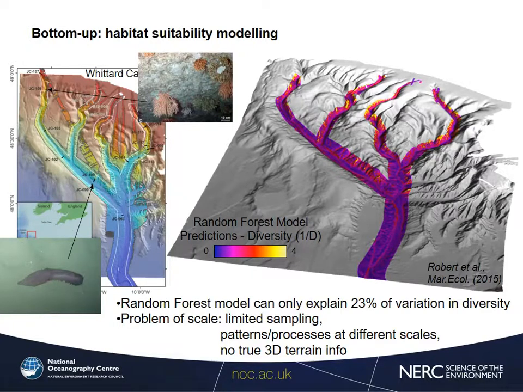Unfortunately, the statistics told us that only 23% of the diversity was explained by our model. And the reasons for this relatively low number are related to scale. As I said, we had very limited sampling, but also there are several patterns and processes that we have not accounted for, and many of those happen at a scale between what we see in the picture, which is 1 by 1 meter, and the bathymetry from the ship, which has pixel sizes in the order of 50 by 50 meters. In addition, that shipboard bathymetry did not give us a very good 3D terrain information. It tends to smoothen the terrain, not accounting for real steep slopes.